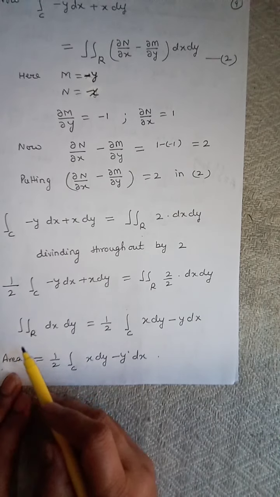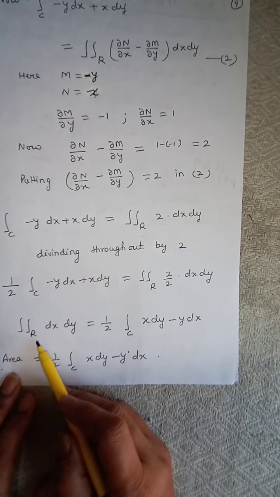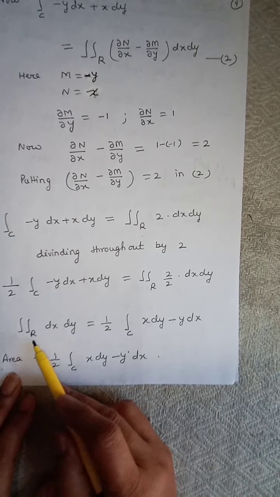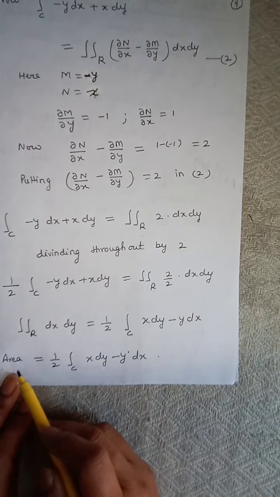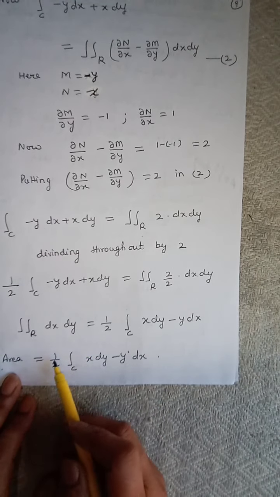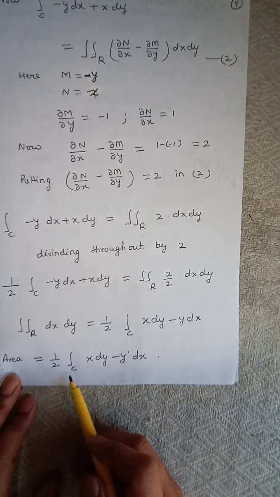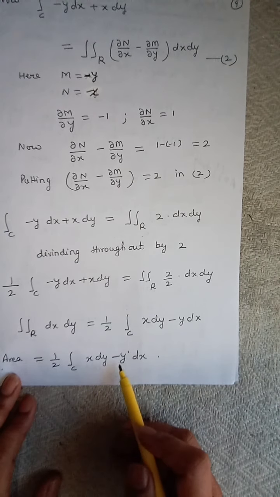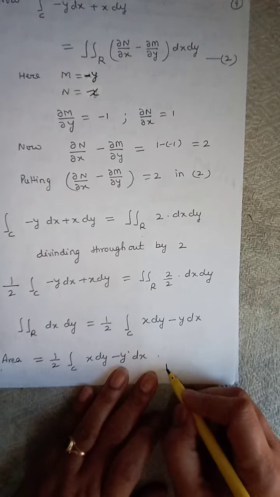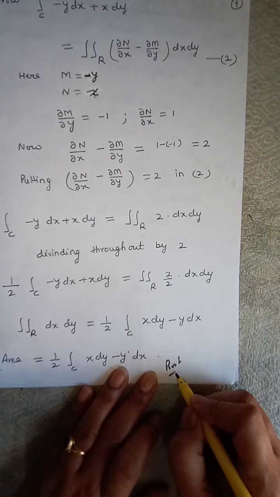तो दिस रिप्रेजेंट द एरिया. Double integral over R dx dy represents area over a plane curve. तो एरिया इज इक्वल टू 1 बाई 2 integral c of x dy minus y dx. एंड यही हमें प्रूव करना था.